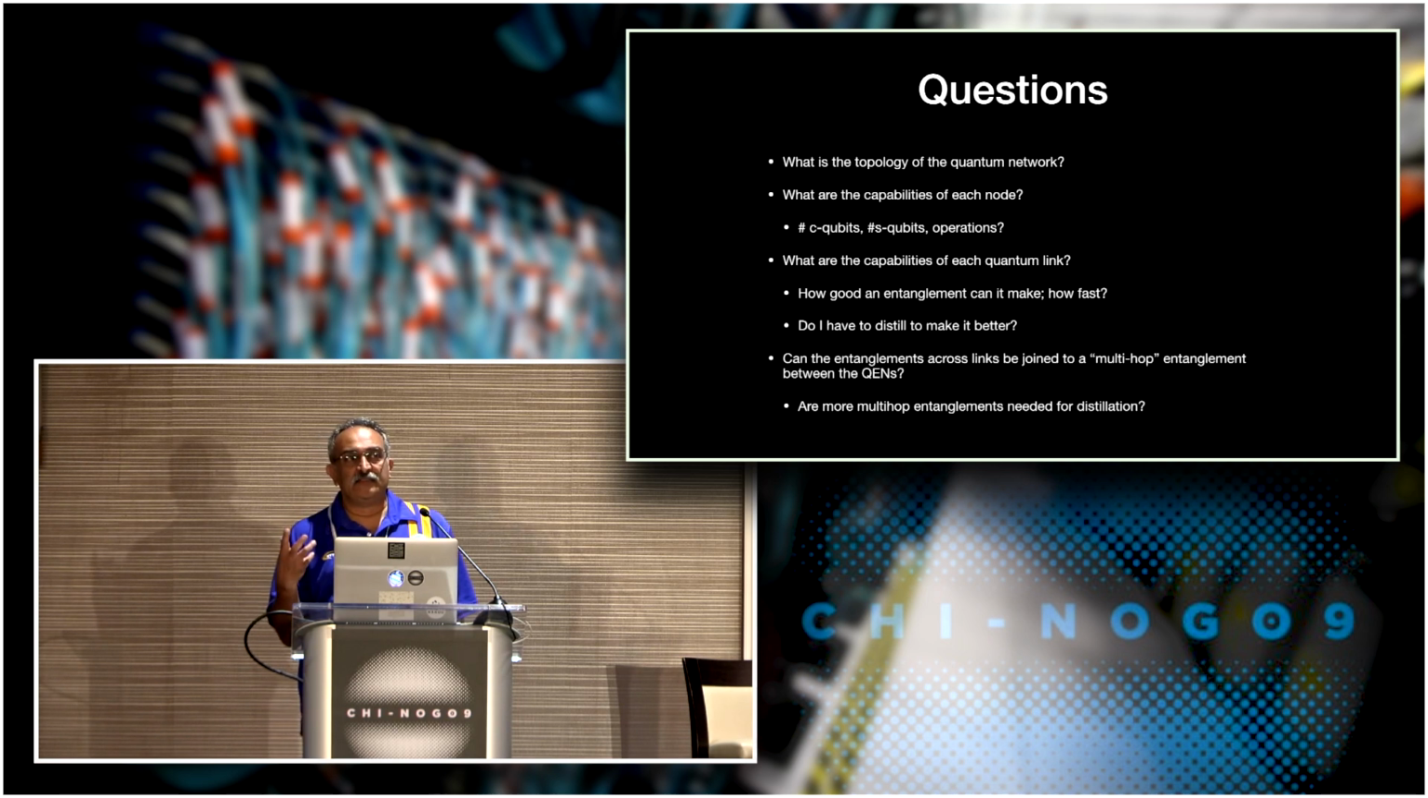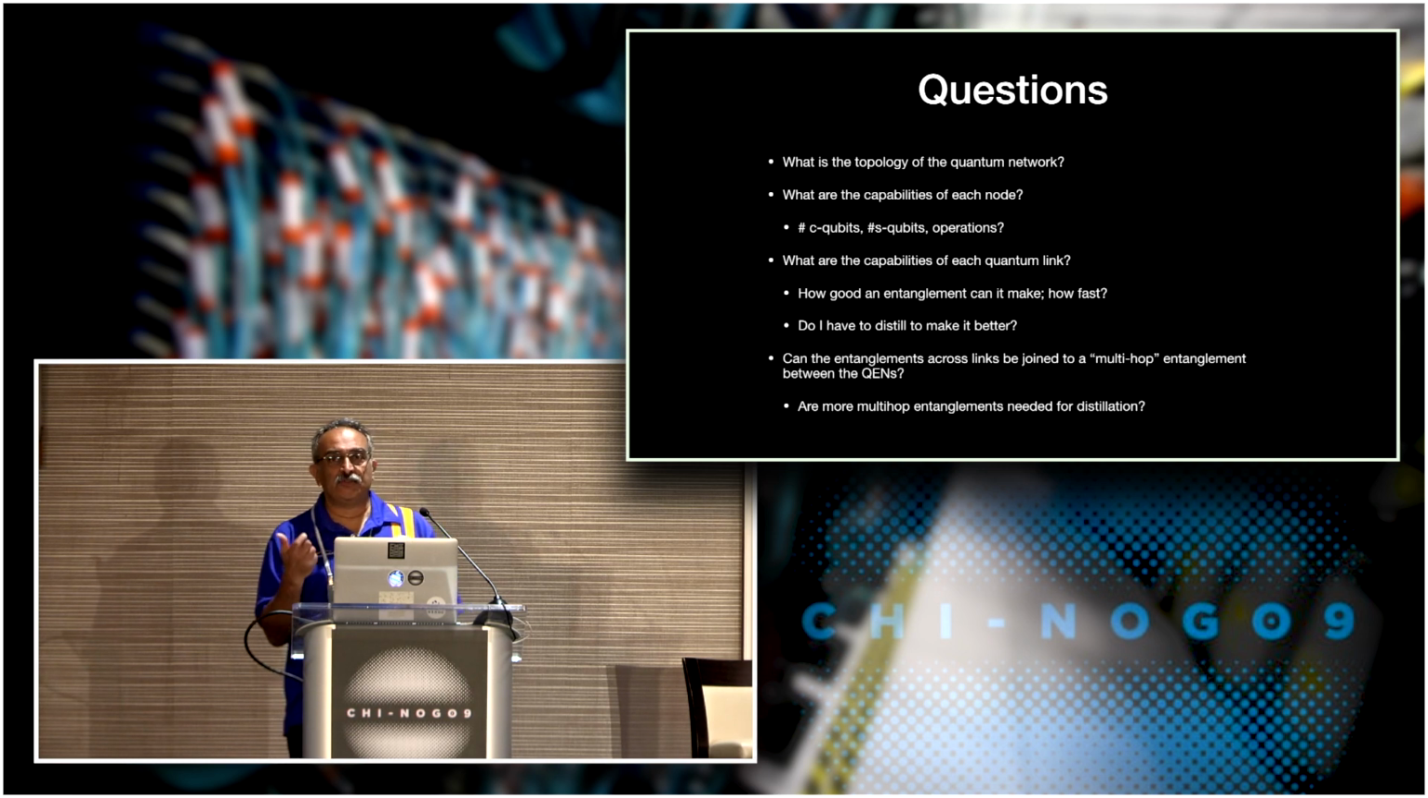So the question is, what is the topology of the network? What are the capabilities of each node? The number of communication qubits, the number of storage qubits, the operations you can do on these qubits. What are the capabilities of the links? So when I do create an entanglement, how long will it stay? What's the probability of creating that entanglement? How fast can I do the entanglements?